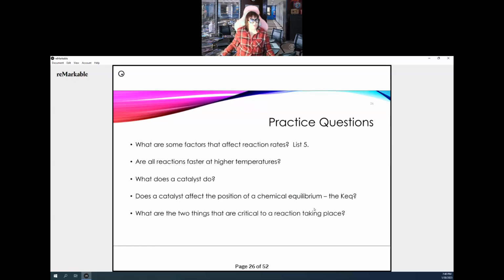Are all reactions faster at higher temperatures? We talked about this. Not all reactions are. There are some things that happen, especially when we talk about biological molecules, where at higher temperatures, they're not in the right position to be able to react. And so that's something that they can't do.